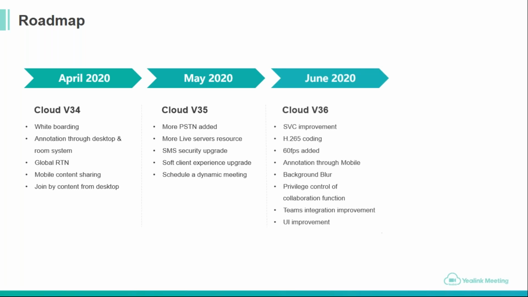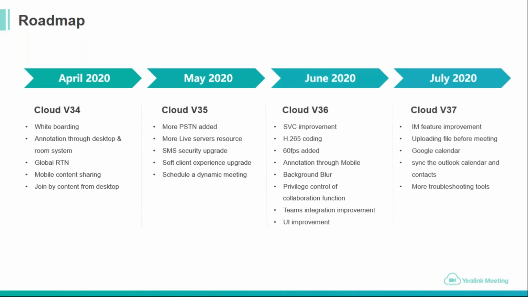In June, there will be Cloud V3.6. In this version, we will add SVC coding, H265, and 60 frames per second. Background blur will be added in this version, and you can also do annotations through mobile phones from this version. In July, you will find more IM features added into Yealink Meeting, and calendar integration will be improved. Google Calendar will be added, along with more Outlook calendar integrations.